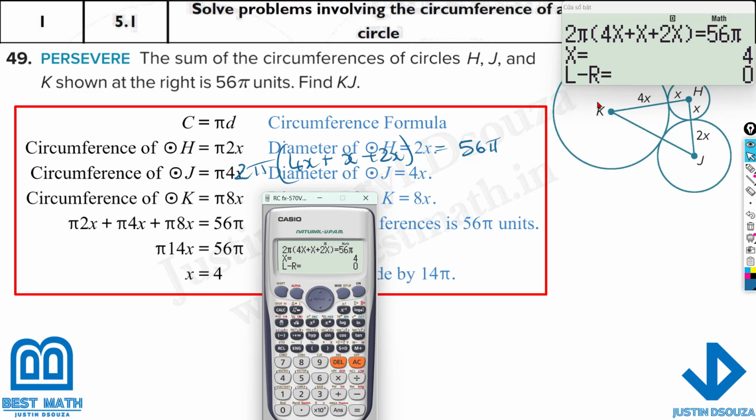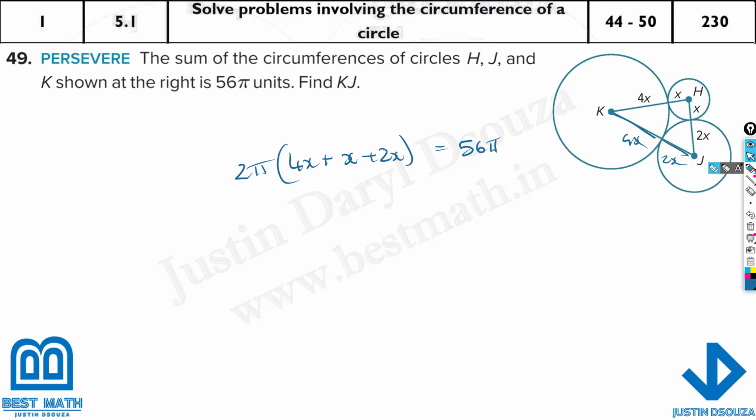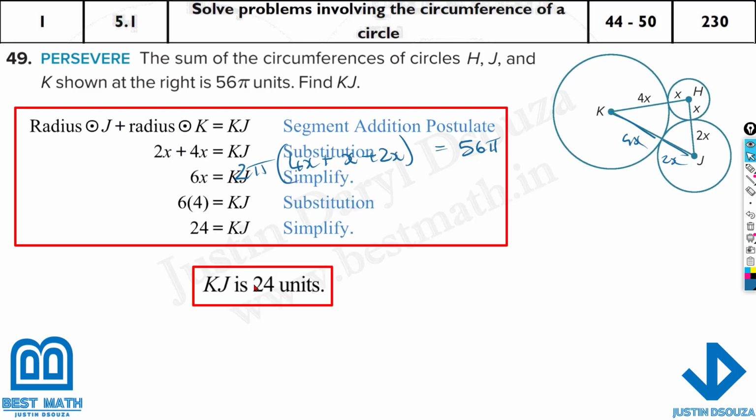But that is not the answer. We need k and j. What is k and j? This much is 4x, the remaining is 2x. So we need to just multiply 6 times 4, that's 24. We got 6x, right? 6 times 4, that is 24 is the answer. You can see here, kj is 24 units. That's how we solve this problem.